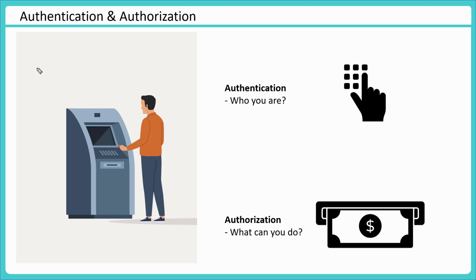So that will be your authorization: how much cash you can withdraw, what operations you can perform, what kind of data you can see from it, what details you can change. That is all referred to as authorization. So authentication verifies who you are and authorization gives you access to the system.